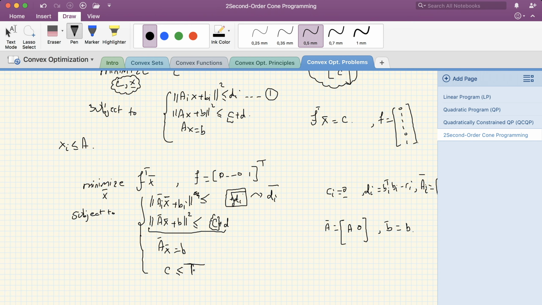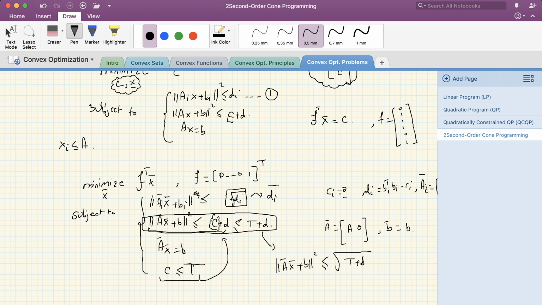So C should not exceed T. And then this constraint will be redundant. Namely, we can use it here to say this is less than T plus D. And now you can do a square root right here. So this constraint will be ‖Āx̄ + b‖² is less than the square root of T plus D. Note that neither T nor D is a variable. It's just a given constant, right? So this is playing the role of d0, if you will.